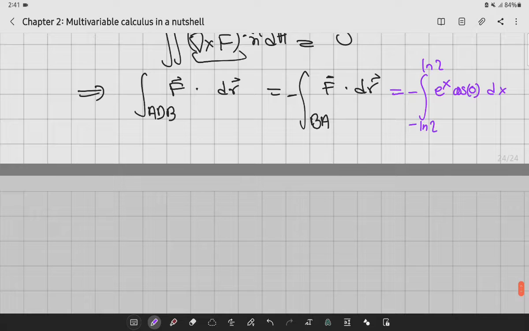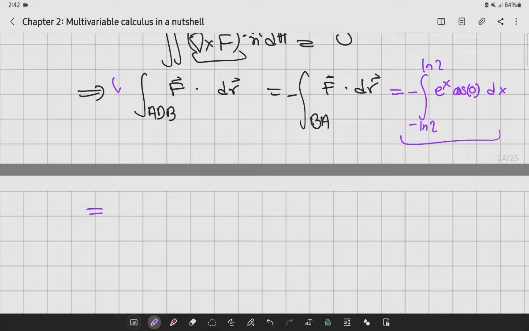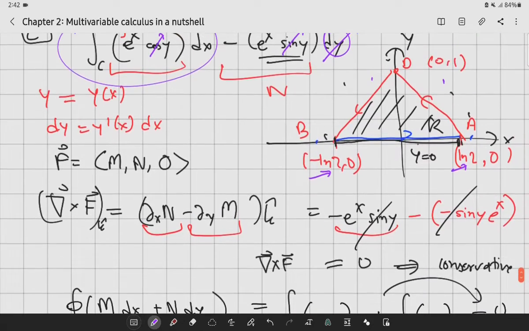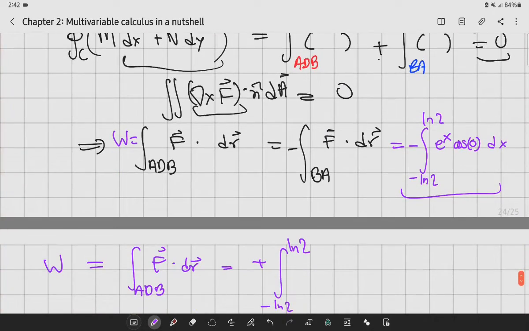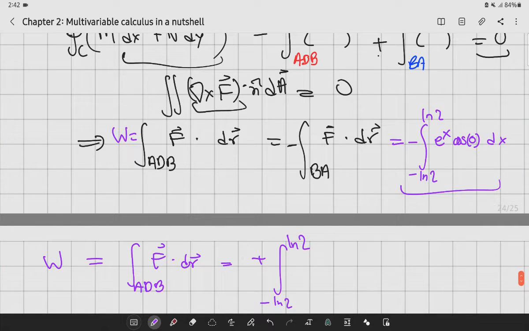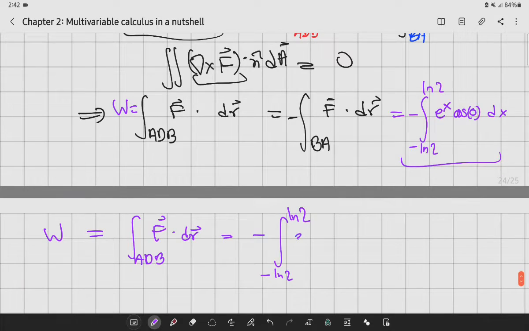Now let's do this integration. It's quite simple. Let's say this is W, the integral over ADB of f dot dr, and this is simply plus integral of minus ln 2 to ln 2. Wait, do I have an extra minus sign here? I think I do, yeah. So this minus sign stays. So we have e raised to x dx, which is nothing but e raised to x, minus e raised to x from minus ln 2 to ln 2.